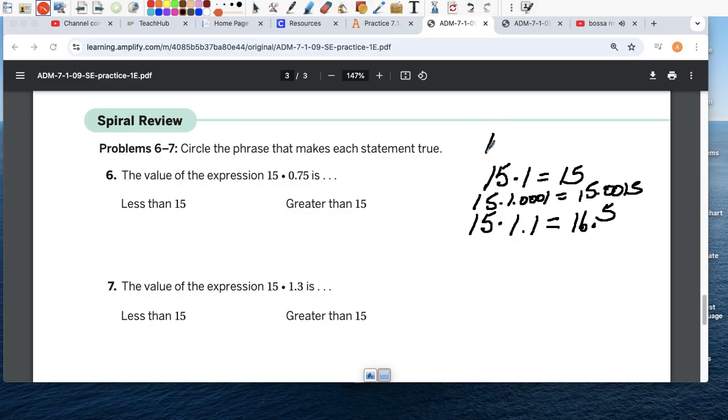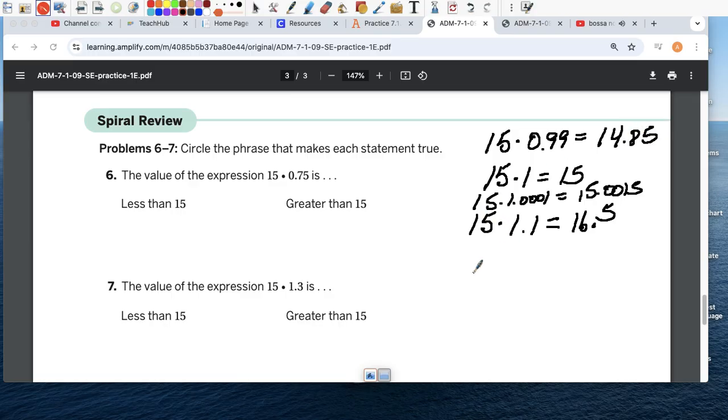Now what happens if I multiply 15 times a number very close to 1, 0.99? If I multiply 15 times 0.99, do you think I'm going to get a number equal to 15, or less than 15? Well, because times 1 is 15, and 0.99 is less than 1, it can't be equal to 15. If you multiply now, you would get 14.85.